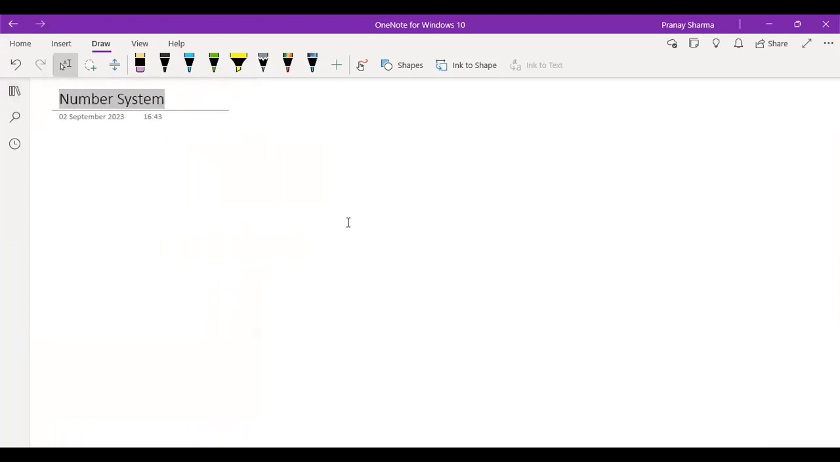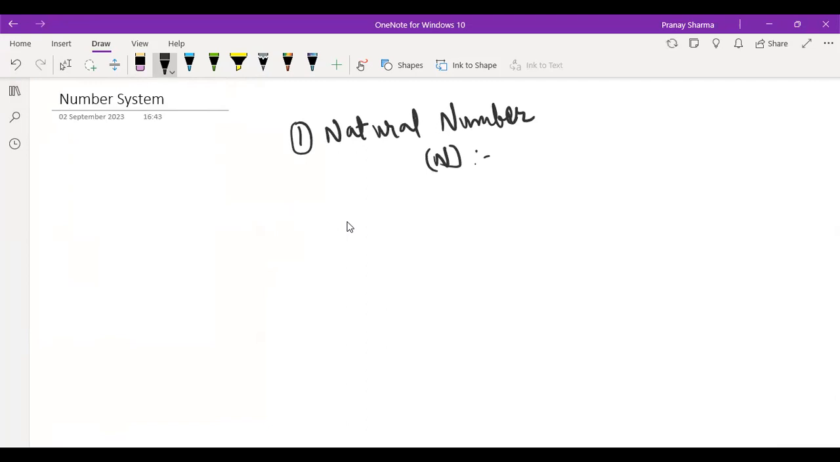All right, so the first topic that we had was natural number. Generally, the denotation of natural number is capital N, and these are the numbers getting started from 1, 2, and they are going till infinity. So in order to denote something going towards infinity, I'll be using 3 dots.